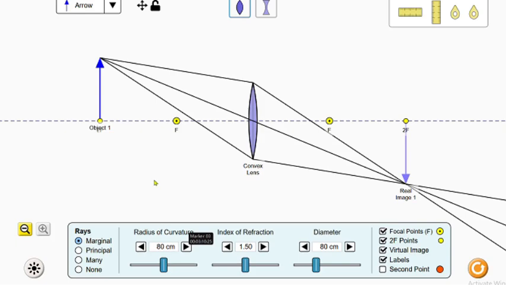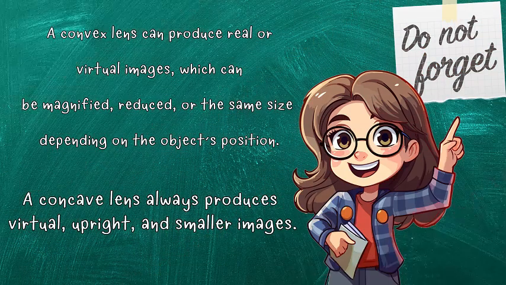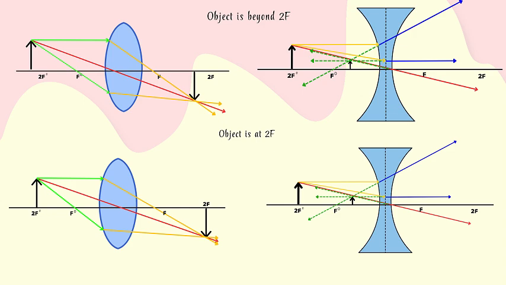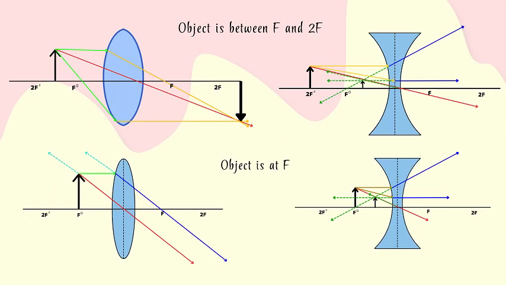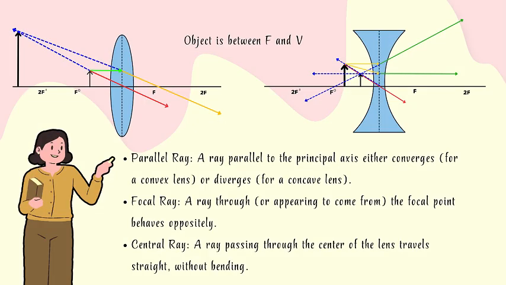Now, class, let's summarize everything we've learned so far. A convex lens can produce real or virtual images which can be magnified, reduced, or the same size depending on the object's position. A concave lens always produces virtual, upright, and smaller images. Now, take a moment to review the summary table that I'm presenting to the class, which compares these scenarios side by side. That's it for today's lesson on ray diagrams, class.